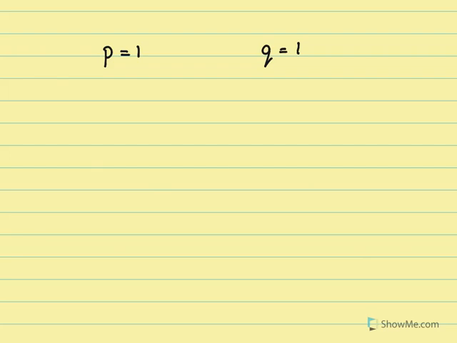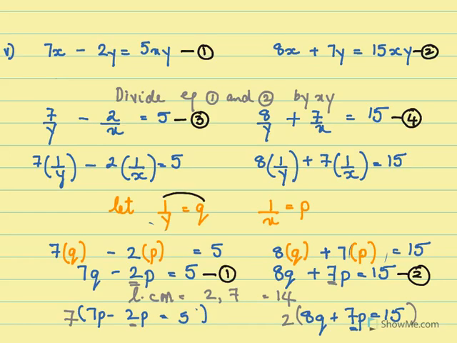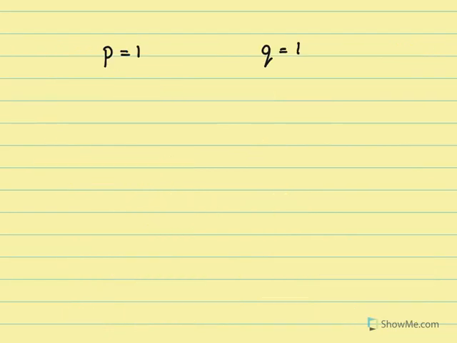If we go back and see what we had taken p and q, we took q as 1 by y and we took p as 1 by x. So for p I will put 1 by x equal to 1. So x will be 1, and for q we took 1 by y, which is equal to 1, so y equal to 1. So the answer, x equals 1, y equals 1.